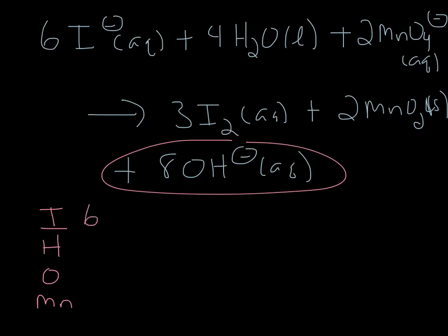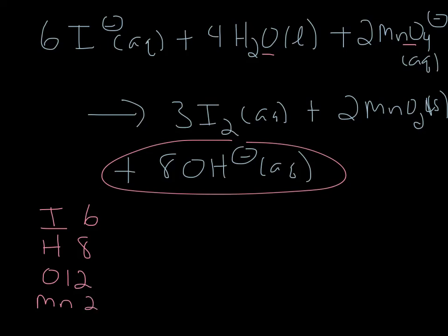So it looks like I have 6 iodines on my reactant side. I have 8 hydrogens, and I have oxygens coming from 2 places. So there's oxygens in my water and oxygens in my MnO4. So I have 2 times 4 is 8 plus 4 more, so I have 12 oxygens. Then I have 2 manganese. So this is my reactant side.